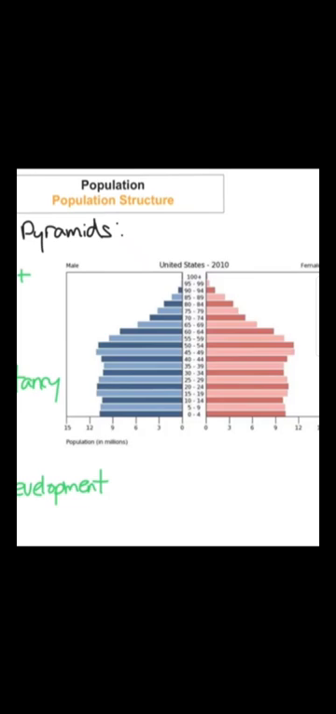Okay, now what does this pyramid tell us? This pyramid of this advanced nation tells us that the dependency is less, and the working force, the people of 40 to 60 years of age, covers a wide number of people. That means they have a very big working force who are working for the nation. And then the dependency rate, that is the elderly, is less. So this is telling us about the population composition of the United States.